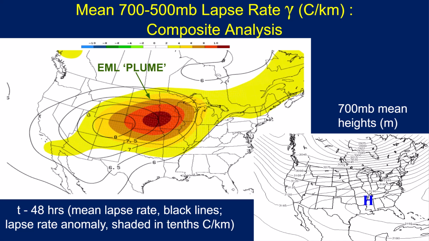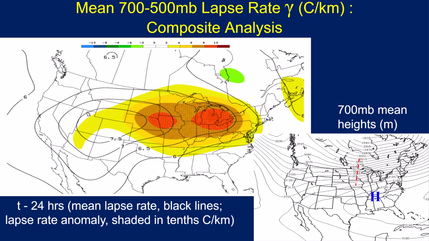Here's a look at the mean daily 700 to 500 millibar lapse rates and associated lapse rate anomalies for the 36-case EML composite. These graphics are valid 48 hours prior to the first significant severe report. While differences in timing and spatial location of individual cases result in smoothing of the signal, anomalies on the order of plus 1 degree C per kilometer are apparent across the Central Plains and Midwest as the EML plume ejects from the Rockies. Note also the anticyclonic flow and shortwave ridging evident in the mean 700 millibar heights in the Midwest and upper Mississippi River Valley.